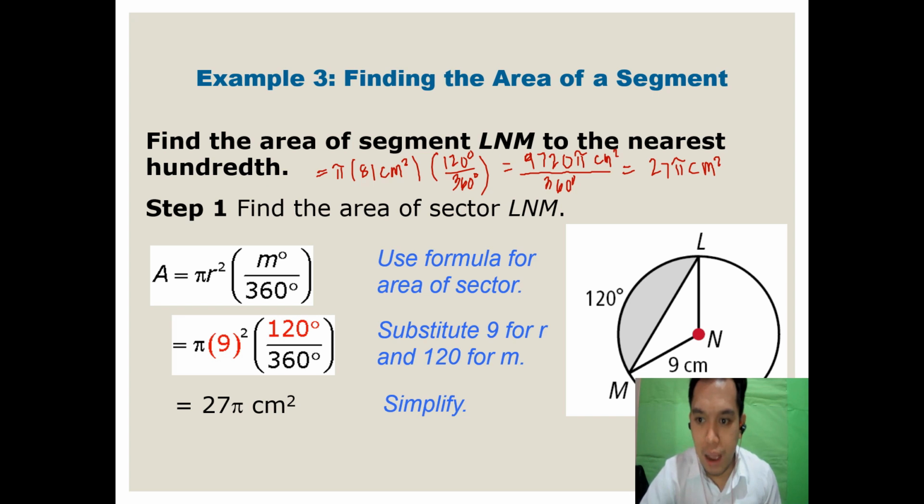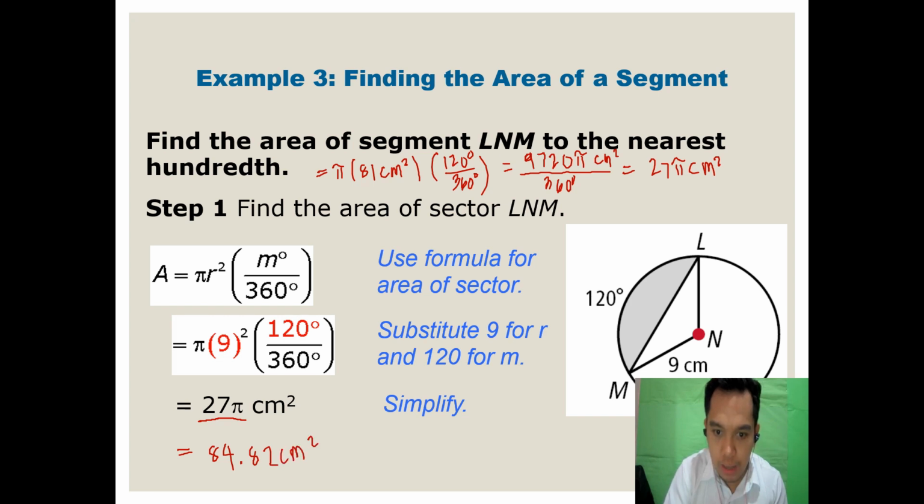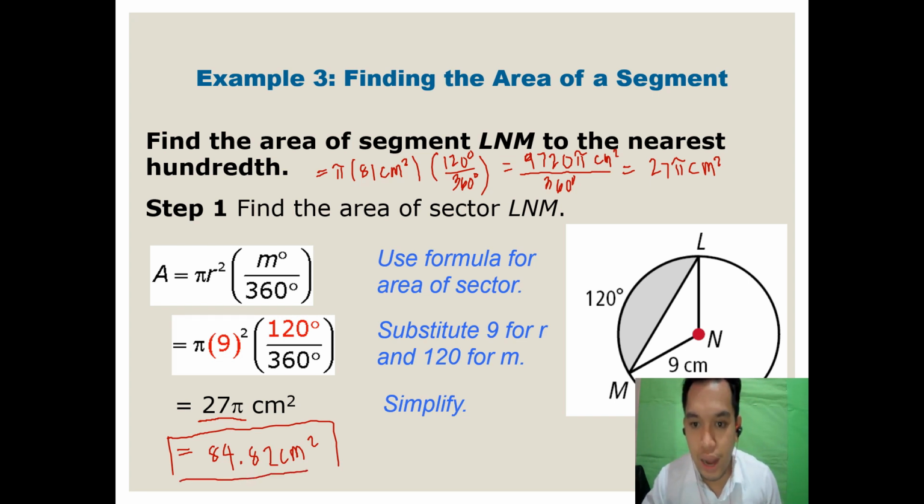So 27 pi centimeter squared, i-multiply pa natin ito. Simplify further. 27 times pi is 84.82. So that is 84.82 cm squared, the area of the sector. So next is we are going to find the area of the triangle. Okay, so yung next step natin is yung area ng ating triangle.